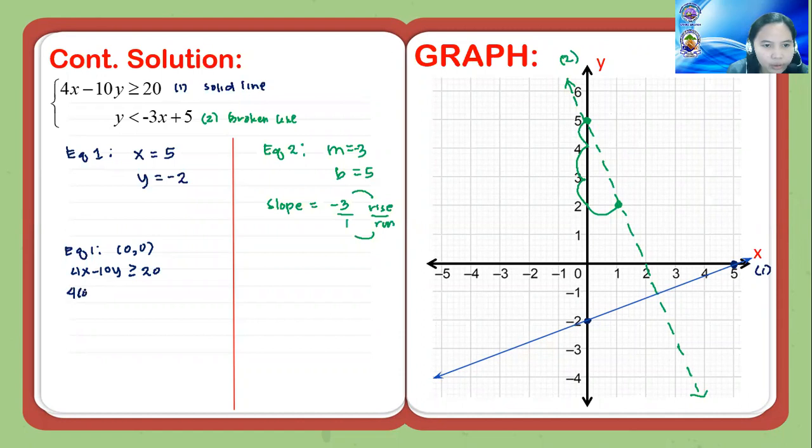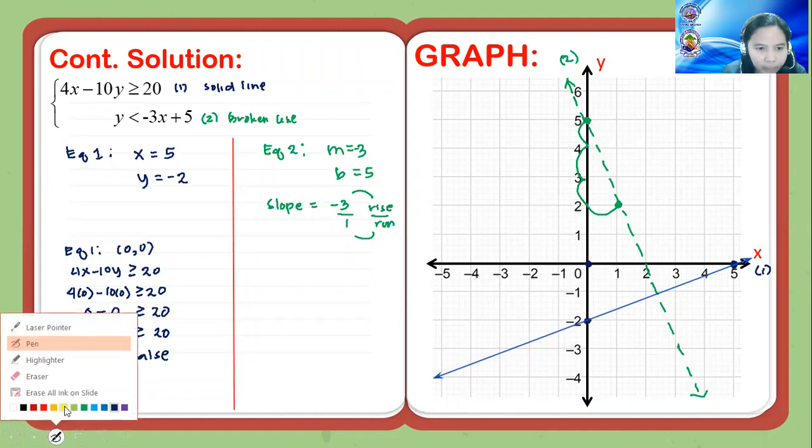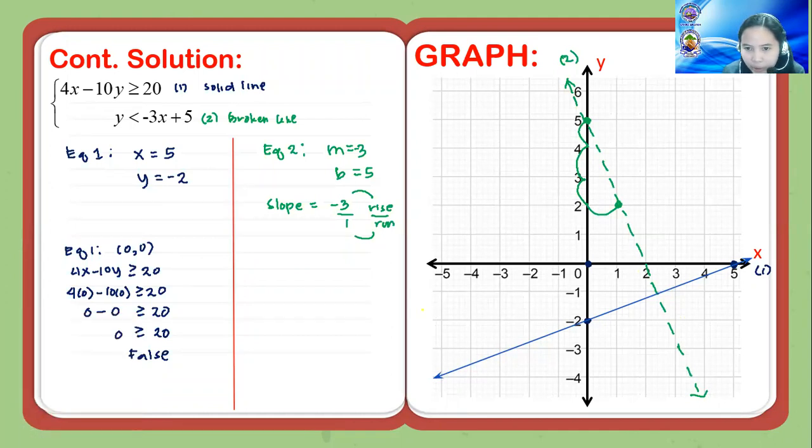So we have 4 times 0 minus 10 times 0 greater than or equal to 20. 0 minus 0 greater than or equal to 20. 0 is greater than or equal to 20. Is it true or false? It is false. Okay? 0 is always less than a positive number. So it is false. This is the origin. So the result is false. So you have to shade the part without the origin. So this will be the shaded part.